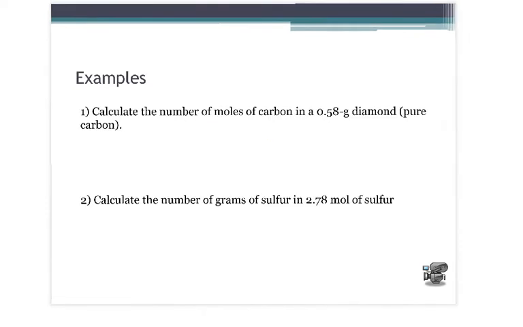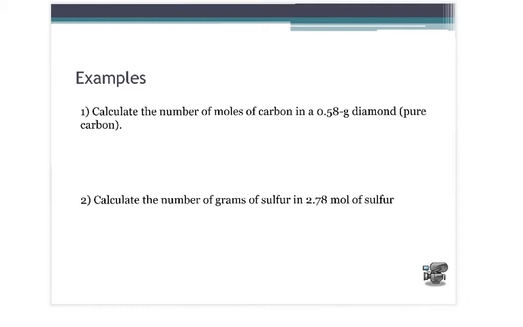Okay. Now we're going to talk about how we can convert moles to grams or grams to moles. The reason we do that is because we don't have an instrument in the lab that measures in moles or number of particles. We have the mass scale that measures in mass, which is given to us in grams.